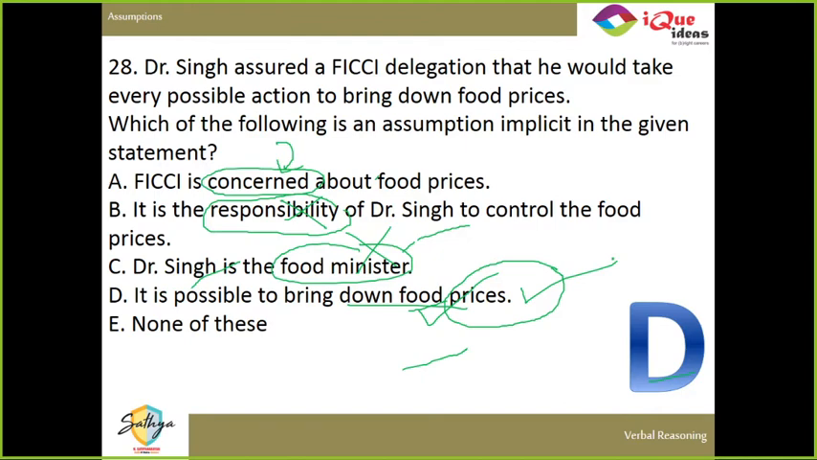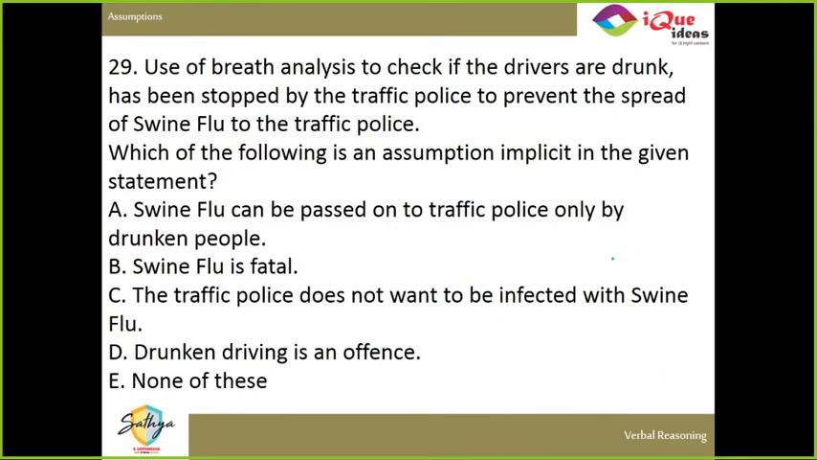Very good. Now, use of breath analysis to check if the drivers are drunk has been stopped by the traffic police to prevent the spread of swine flu to the traffic police. Which of the assumptions is implicit?